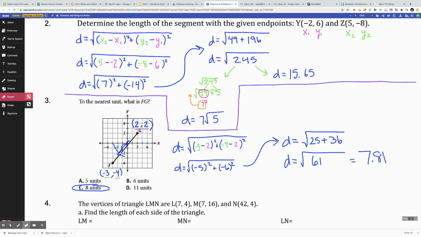Because it doesn't take into account the y distance that's happening, okay? So you have to get the two coordinate points, figure out what they are, and plug them into the distance formula. So that's exactly what I did.